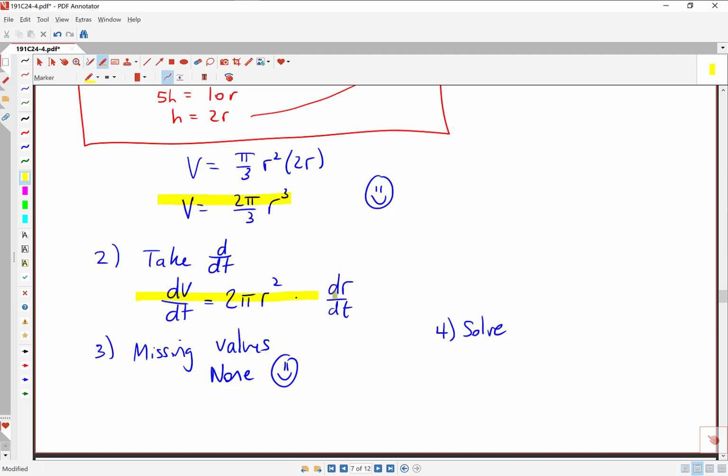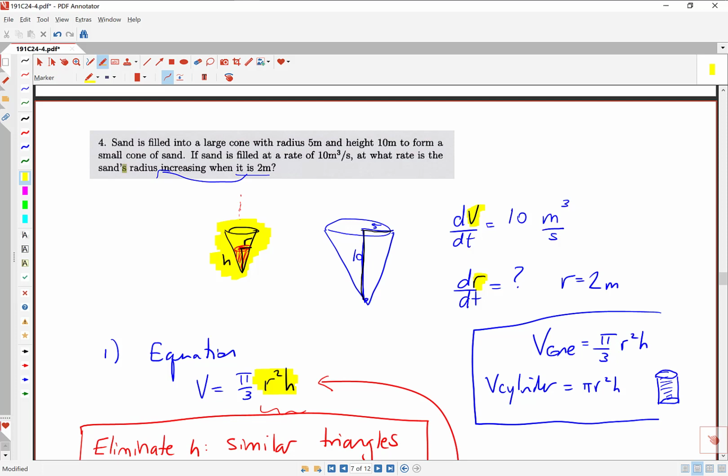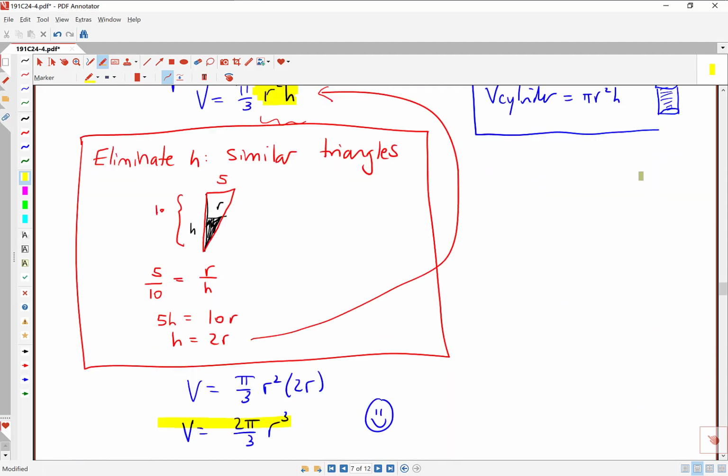Let's highlight that. And let's flash back to the top to just figure out our values. So what did we know? We know that dv by dt is equal to 10 cubic meters per second, and we know that r is equal to 2 meters. What we're looking for, dr by dt.